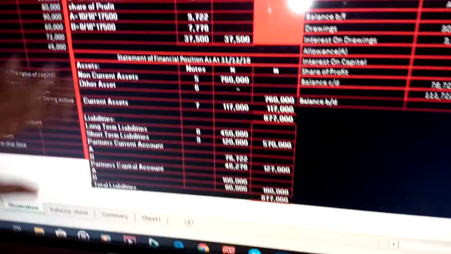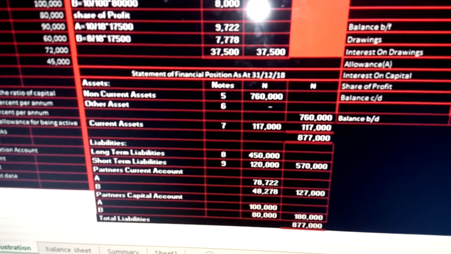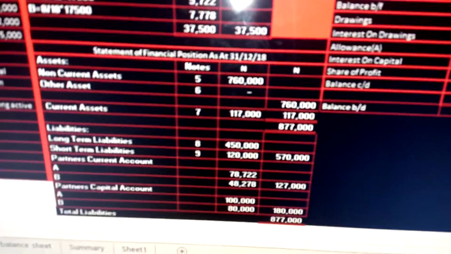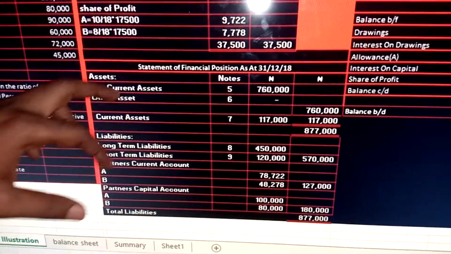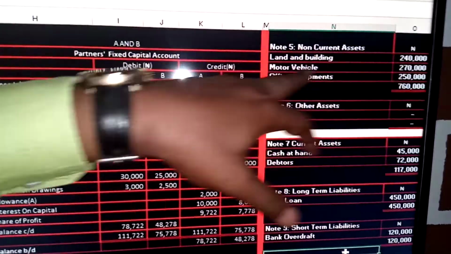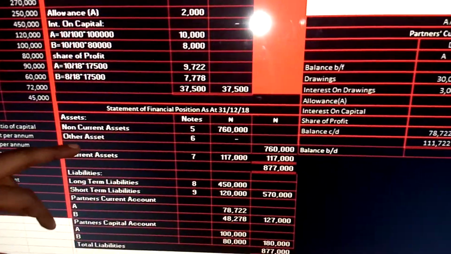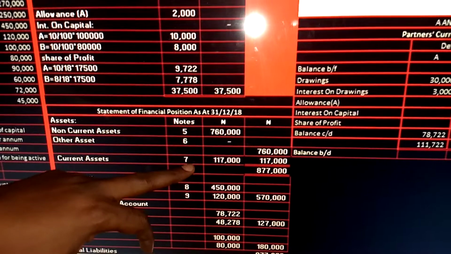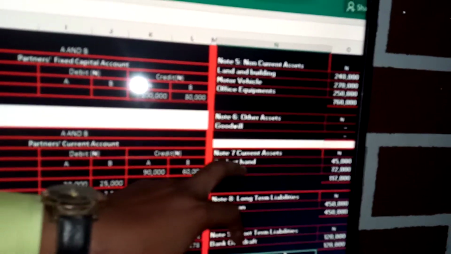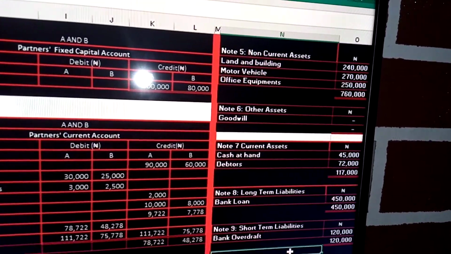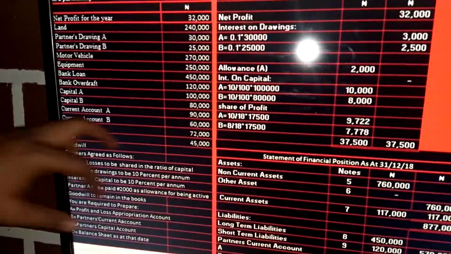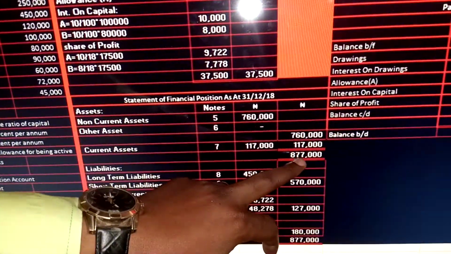The next one says balance sheet as at that date. So this is our balance sheet. Remember, our balance sheet states your assets and your liabilities. So you have here the land, building, motor vehicle, office equipment: 240, 270, 250, giving 760. Other assets, there's no other asset. Current assets: cash at hand, 45,000, debtors, 72,000. When you add all this together, you have 877,000.